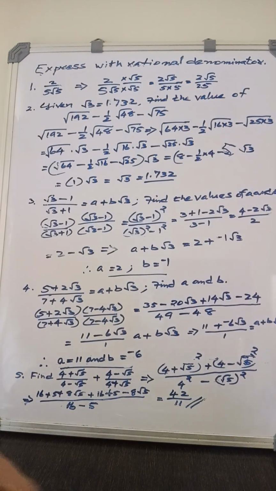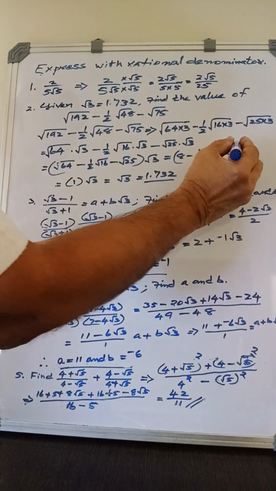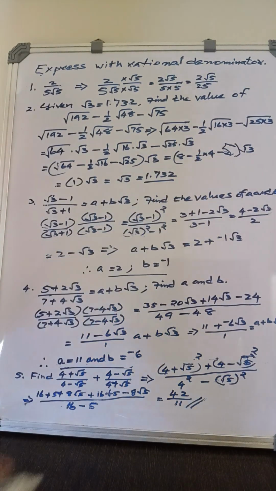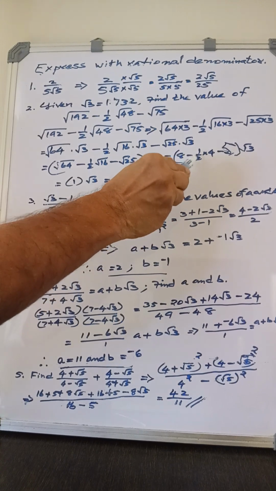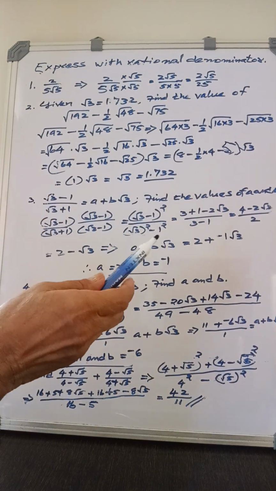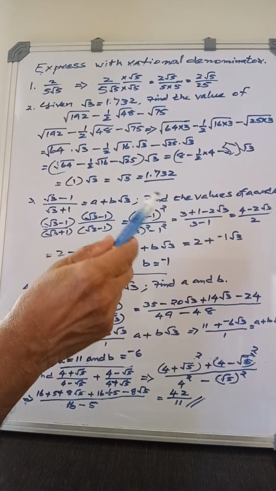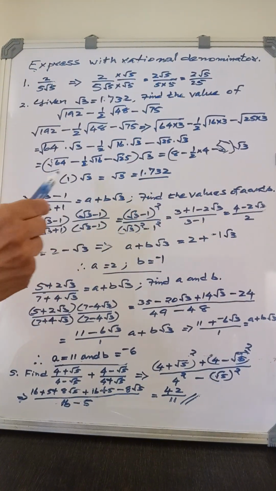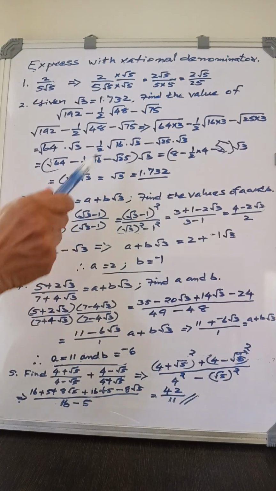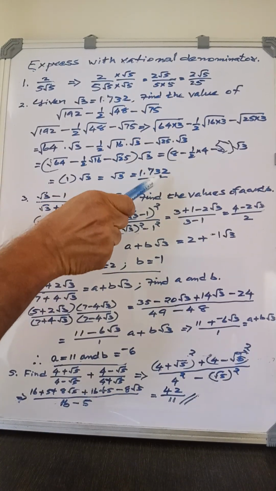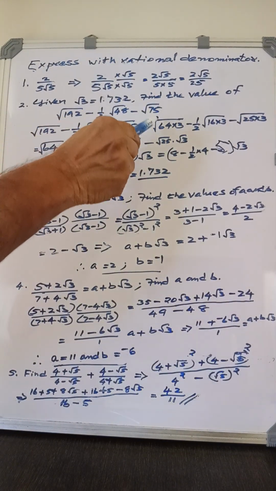That is 8 minus 1 by 2 into 4, which gives 2, minus 5, the whole into root 3. 8 minus 2 minus 5 gives 8 minus 7, which gives 1. 1 into root 3 equals root 3. Root 3 equals 1.732. That is the final answer of this question.